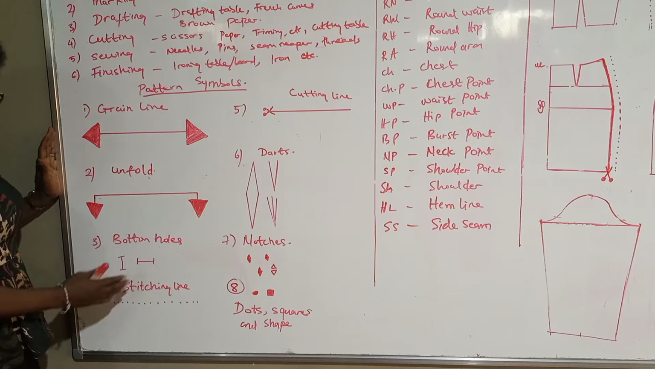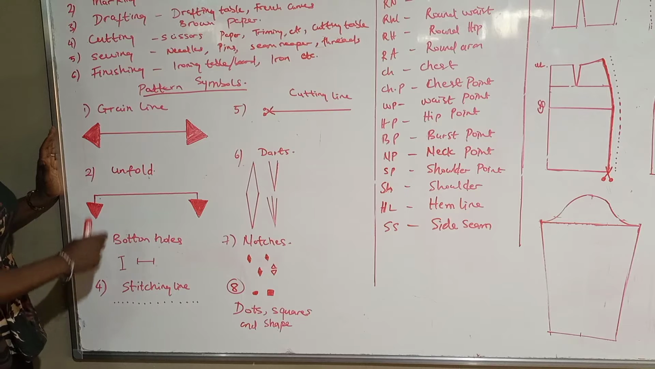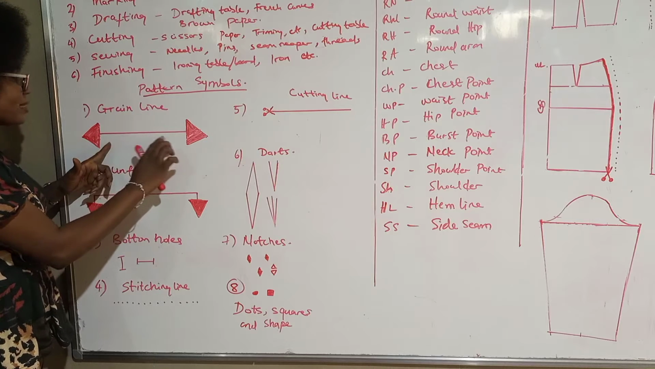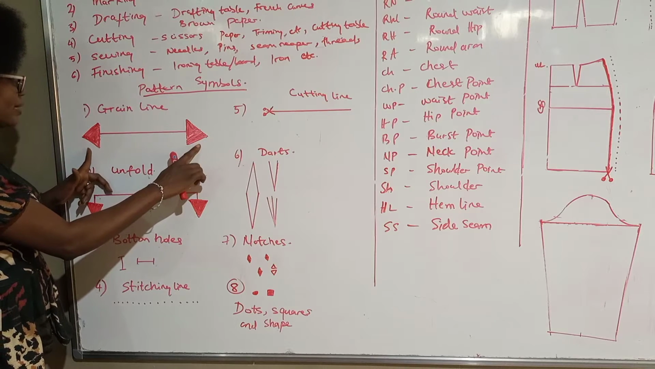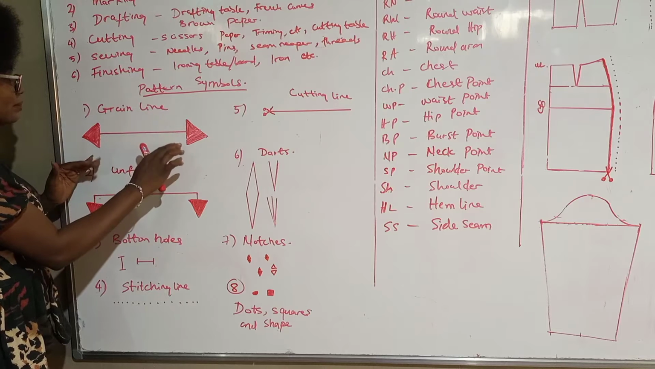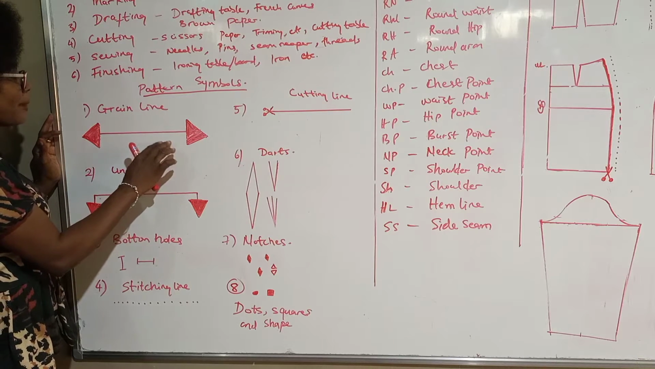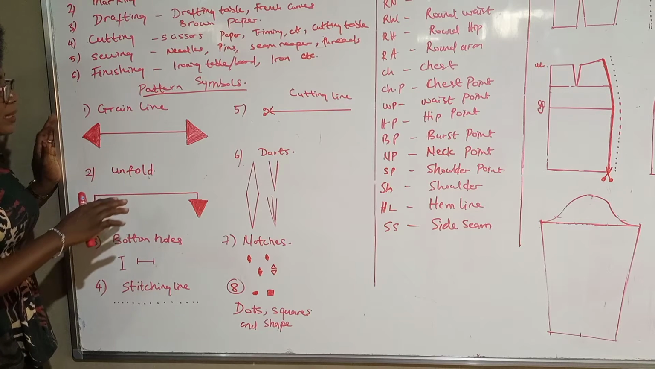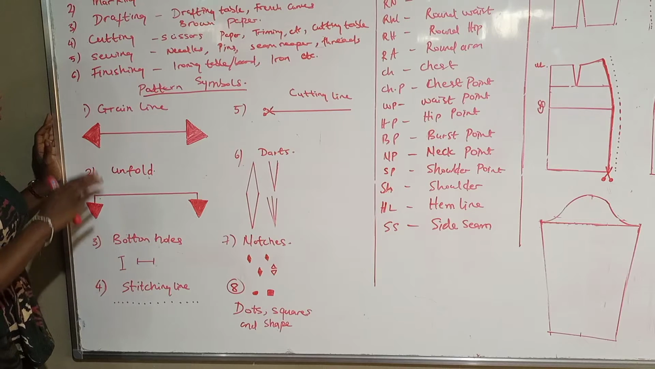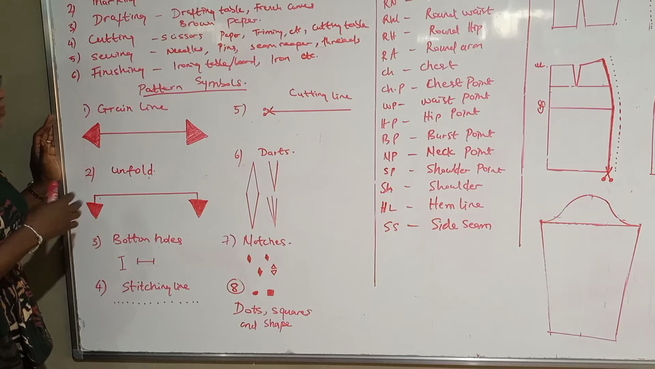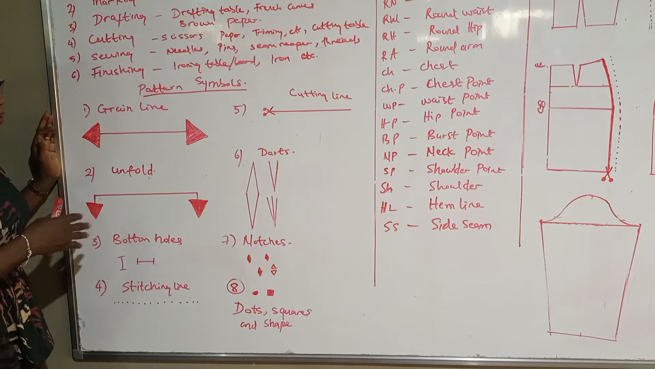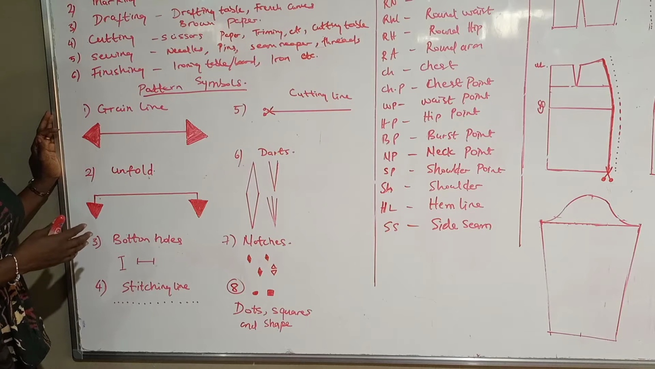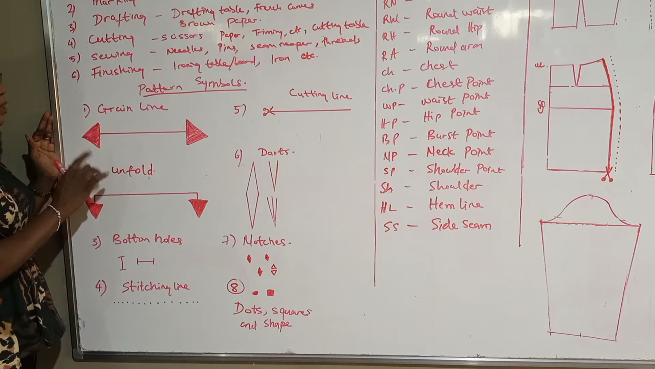There is more than this, but these are the major ones. Now, the first one is the grain line. A straight line, either vertical or horizontal, with a double-ended arrow simply means grain line. It means that you have to place your pattern parallel to the selvage of the fabric. When you are sewing, you don't place pattern on fabric anyhow. The way you place your pattern on fabric will determine the fit of whatever you are sewing after you are finished sewing it. So you have to be careful with the way you place your pattern.